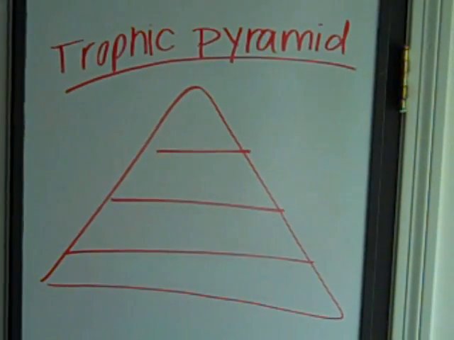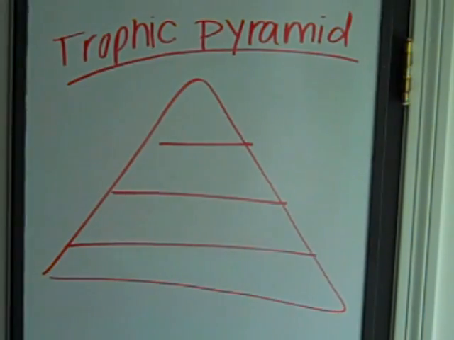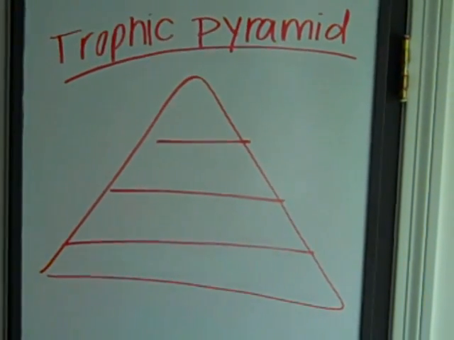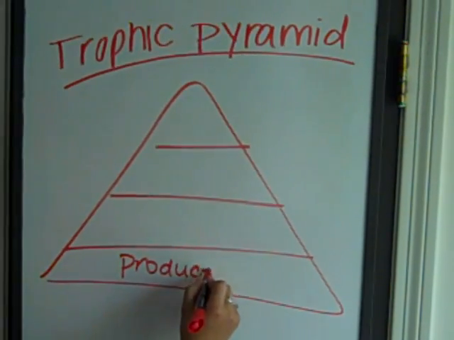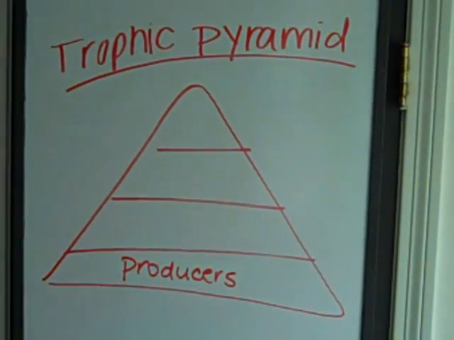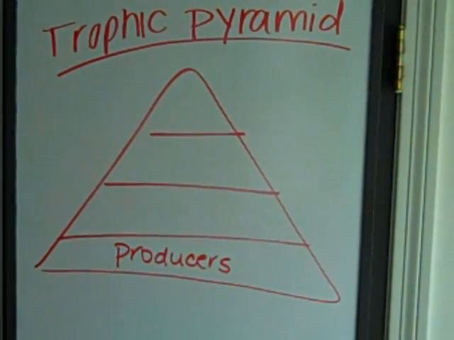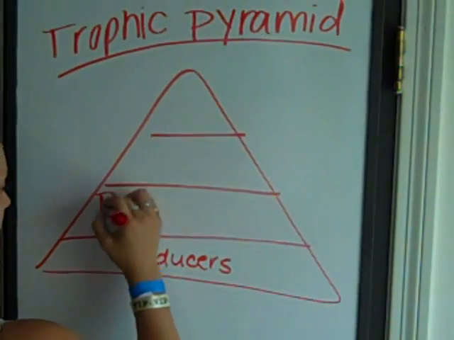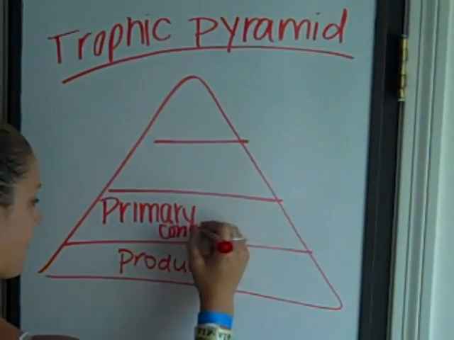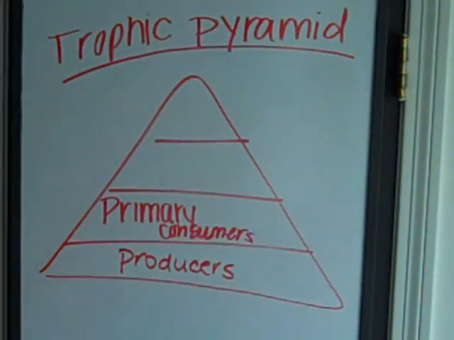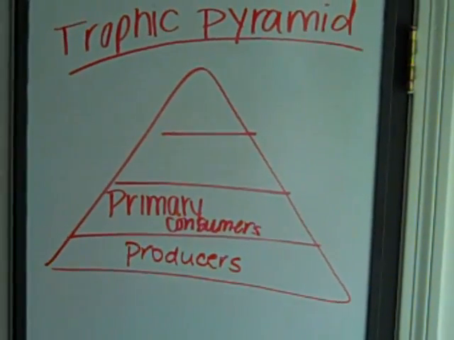We are now going to look at a thing called the trophic pyramid. A trophic pyramid is a graphic representation of biomass at different trophic levels. First up, we have the producers. Producers are things such as plants that make their own food. Next up, we have the primary consumers. These are the herbivores that only eat the producers, such as deer and bunny.